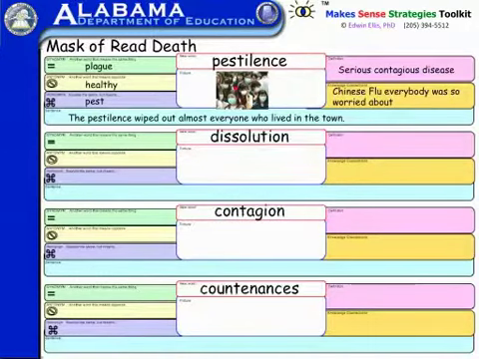So you have pestilence, and then dissolution, contagion, and countenances.